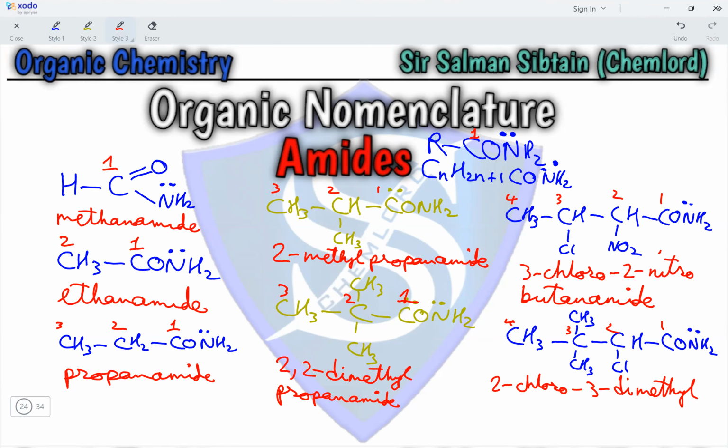So the name of the substituent group should be considered when giving alphabetical preference. So C comes before M. So 2-chloro, 3,3-dimethyl. There are two methyl groups, so we need to include 3, 3 here. So 2-chloro-3,3-dimethylbutanamide.